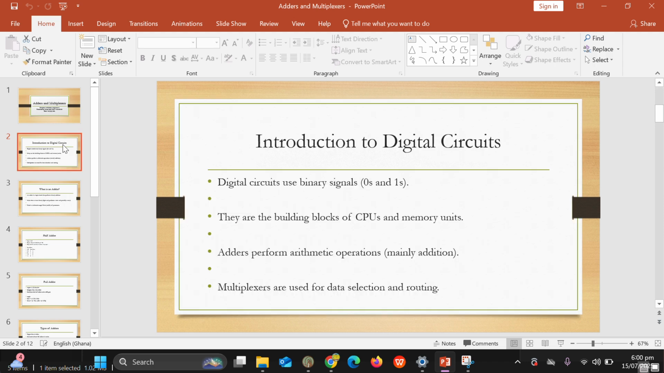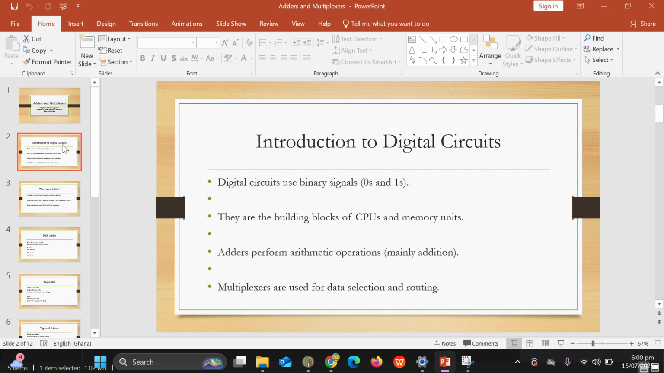Introduction to digital electronics. Introduction to digital circuits. Digital circuits use binary signals, zeros and ones. They are the building blocks of the CPU and memory units. Before we dive into adders and multiplexers, it is important to understand where they fit.